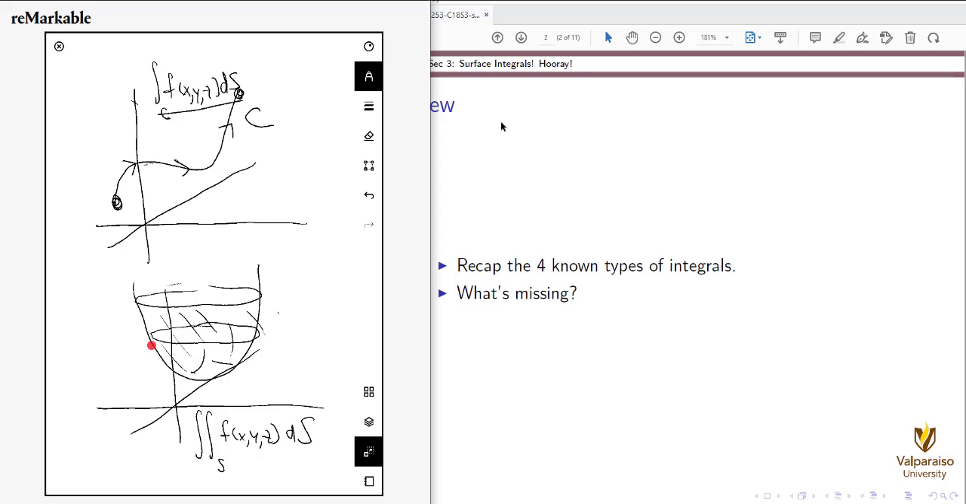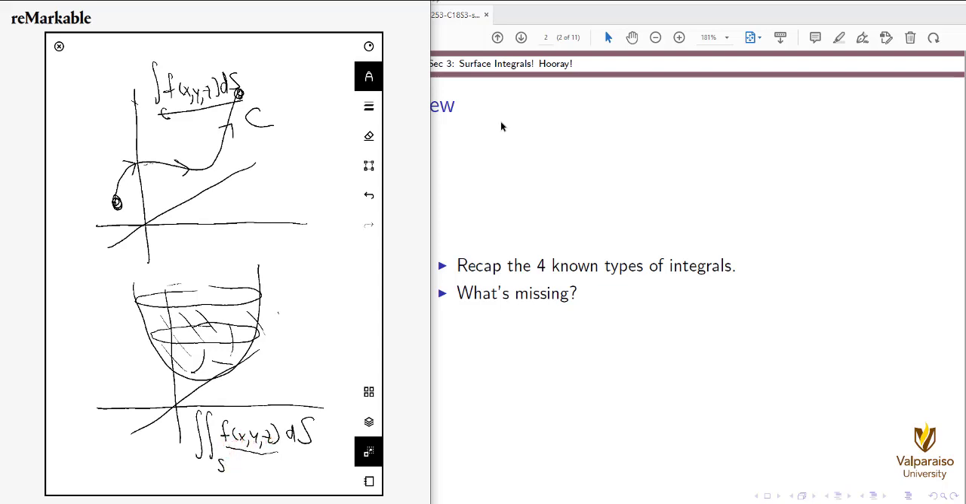Here's what we're moving to now, is a surface integral. The surface is the footprint of the integral. We're going to go on points of that surface and accumulate, in a weighted partition sense, values of this function of three variables.